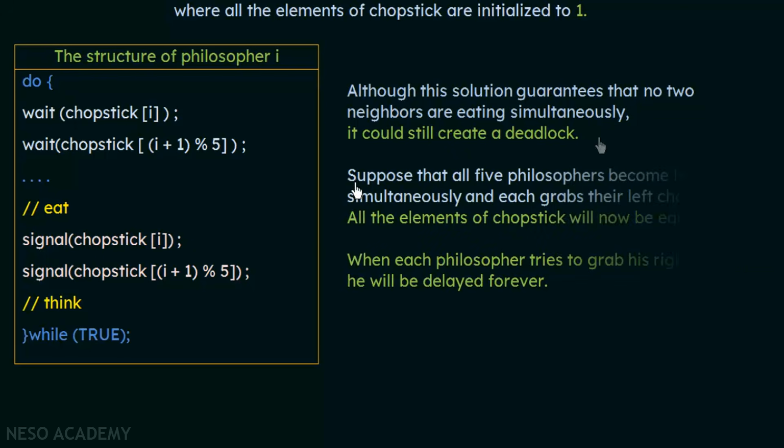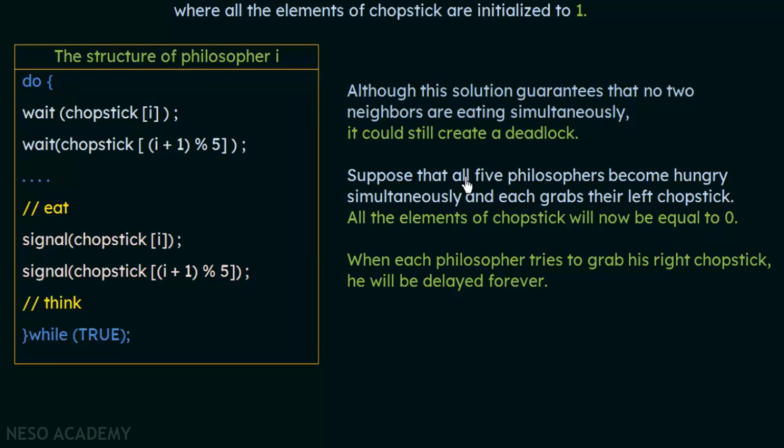And how is that? Suppose that all 5 philosophers become hungry simultaneously and each grabs their left chopstick. All the elements of chopstick will now be equal to 0. When each philosopher tries to grab his right chopstick, he will be delayed forever. So think of a scenario when all the philosophers get hungry at the same time. What will they do? They will simultaneously grab their left chopsticks. So let's say that all of them have grabbed their left chopsticks. Now what will happen? All the elements of chopstick will now be equal to 0.